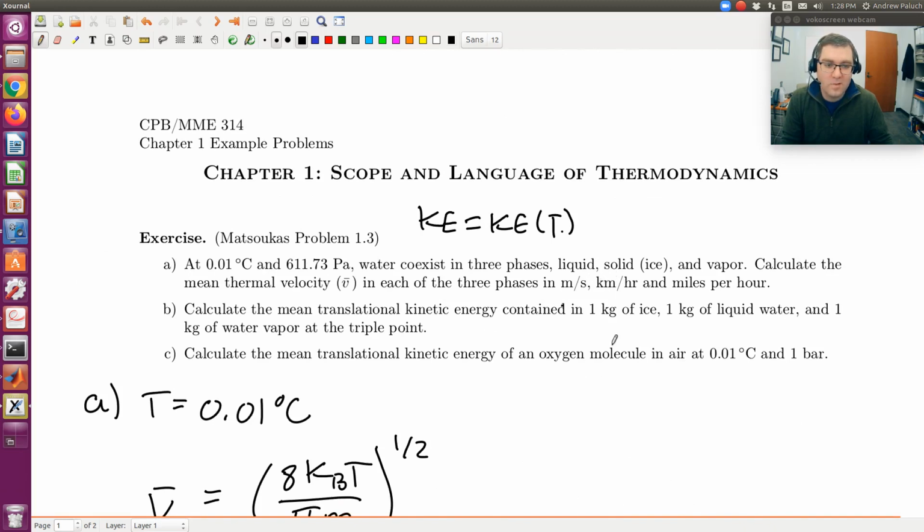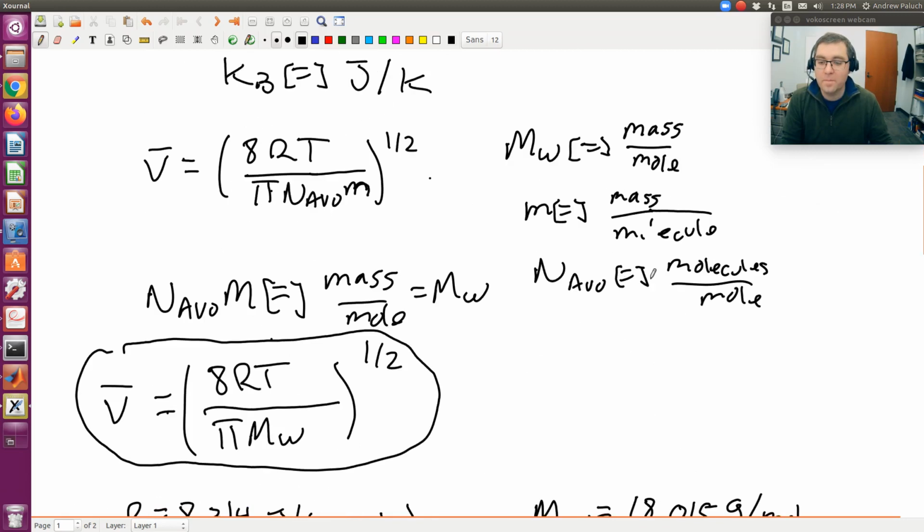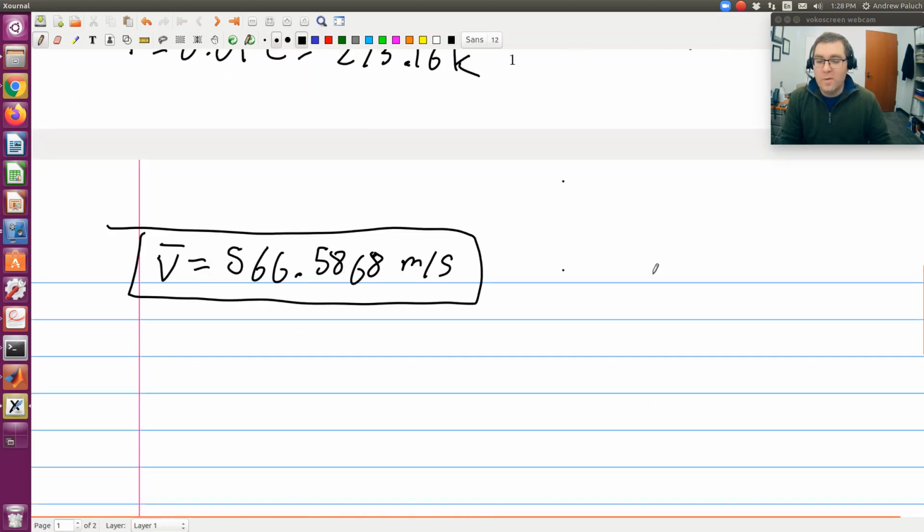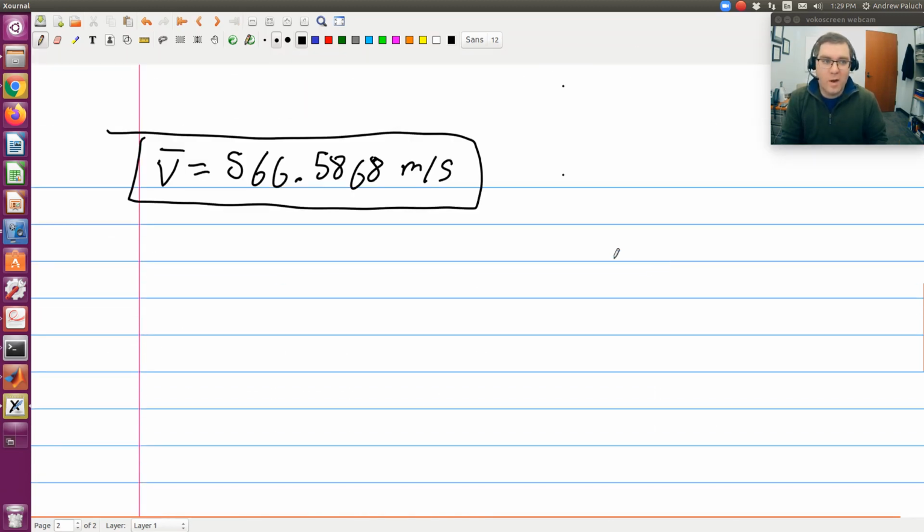But then they also ask for kilometers per hour and miles per hour, so let's do it. We have meters per second. To get kilometers per hour, we need a couple of conversion factors. The first one I need is just that a kilometer is a kilometer, so it's my SI prefix of 1,000. I know that 1,000 meters is equal to 1 kilometer.